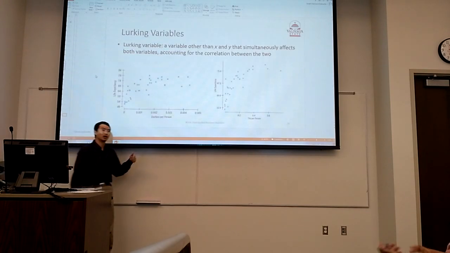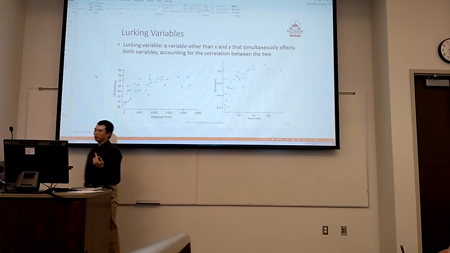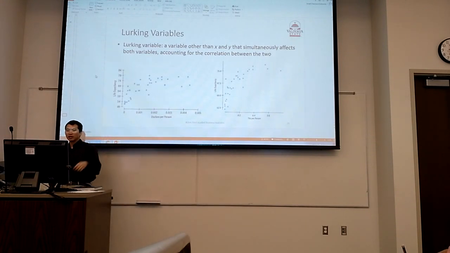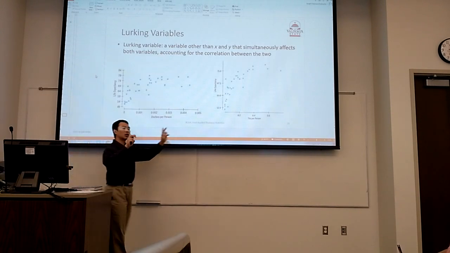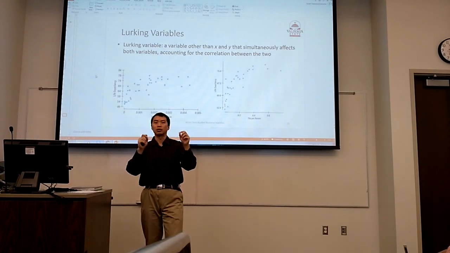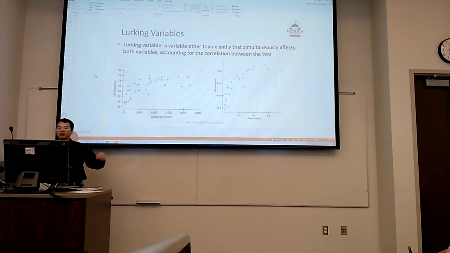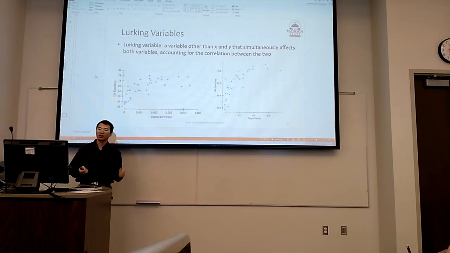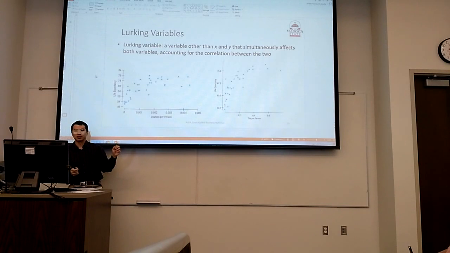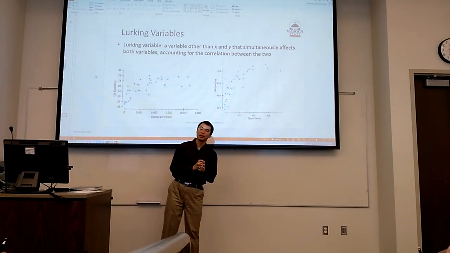Then that brings us to another concept, the lurking variable. So the definition: a lurking variable is a variable other than x and y. We are talking about two variables, right? We want to find the relationship between two variables, x and y. So there's another variable other than x and y that simultaneously affects both variables, accounting for the correlation between the two.